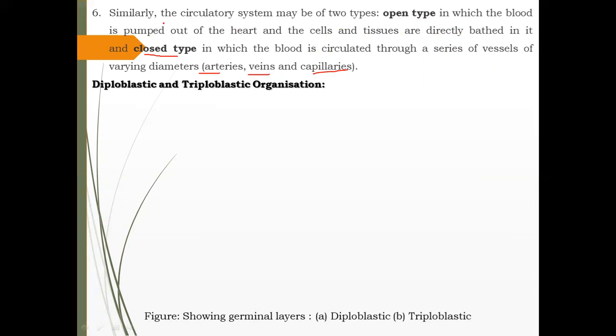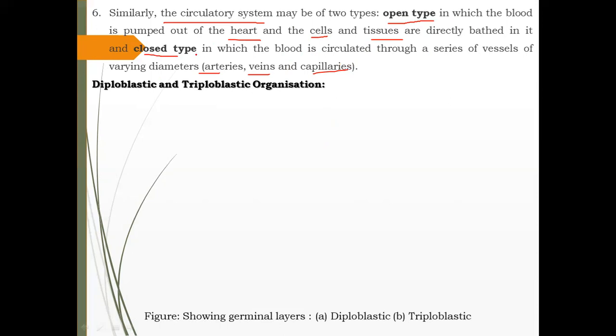Now, similarity in the circulatory system, the circulation of fluid material inside the body, happens in two ways. For example, in the open type of circulatory system, the blood is directly pumped out from the heart and reaches the cells and tissues. Understand? It connects directly to your tissue without any conveyor or medium.